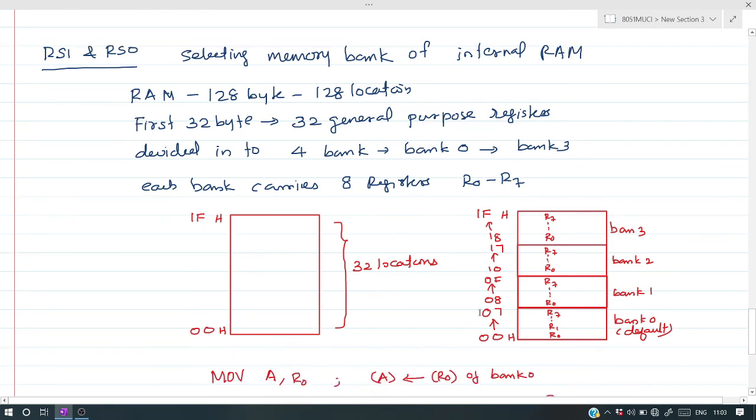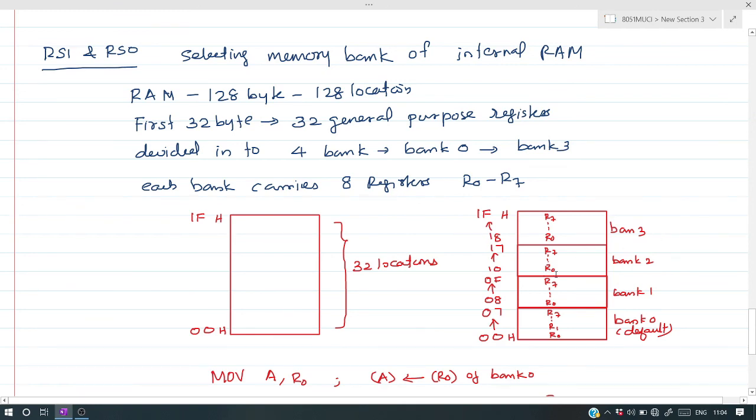Let's consider an example to transfer the content of R0 into the accumulator: MOV A, R0. Whenever this instruction is executed, the content of register R0 of bank 0 is moved into the accumulator. As the default bank is bank 0, when we execute this instruction, the content of R0 of bank 0 is moved into the accumulator.